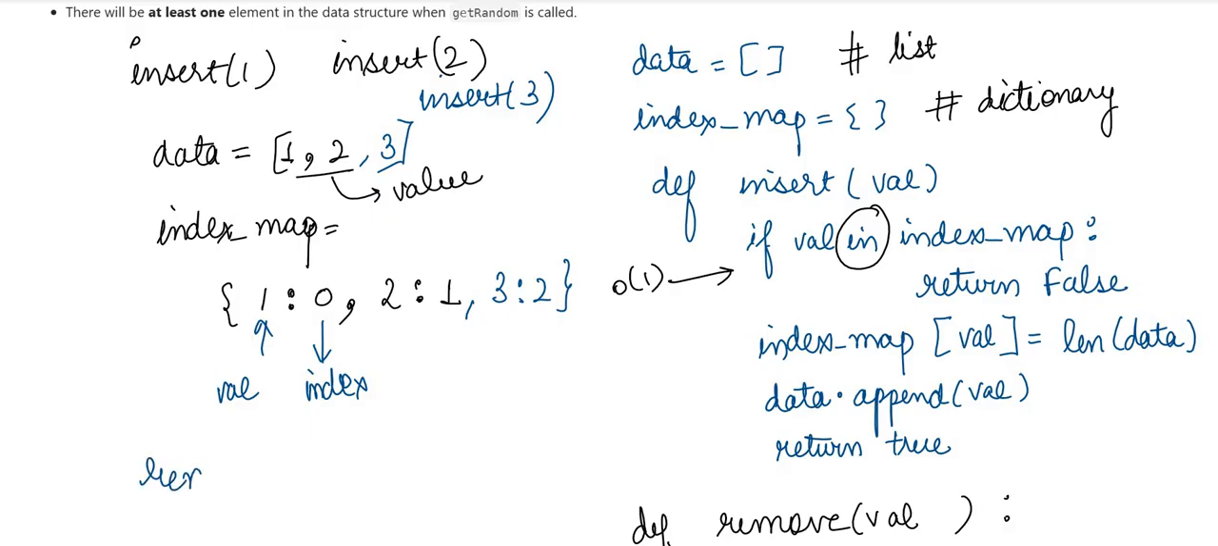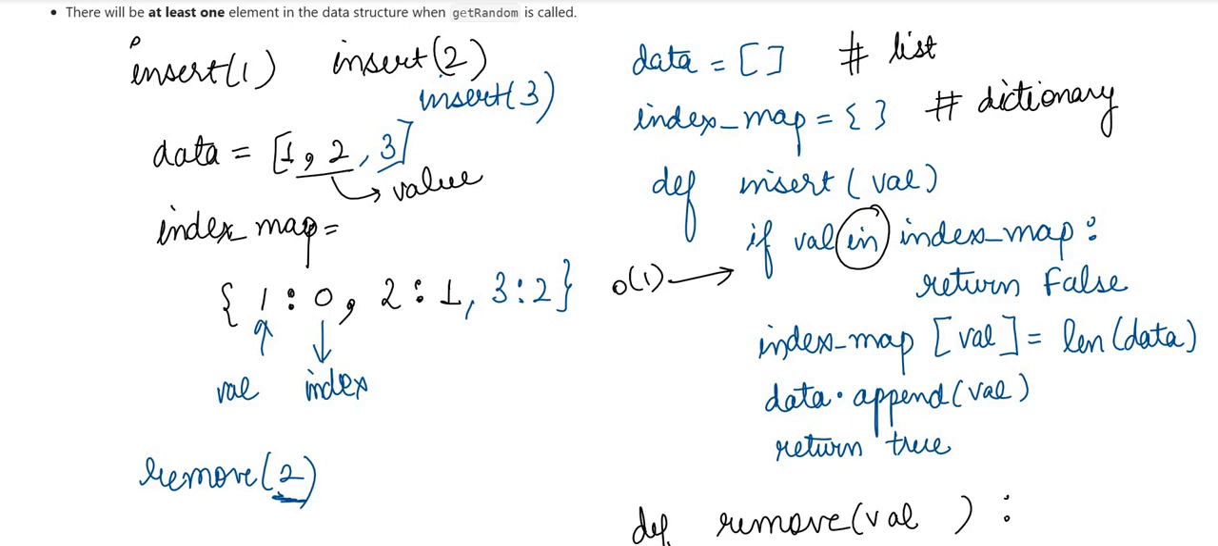For example, in question it will be given remove 2. So if you are doing it by built-in method, it is taking order of n log n time, but we have to do it in order of one time. That is why we are considering dictionary here. So first of all, we will go with this value and we will check in dictionary index map. If val not in index map, then what will happen?